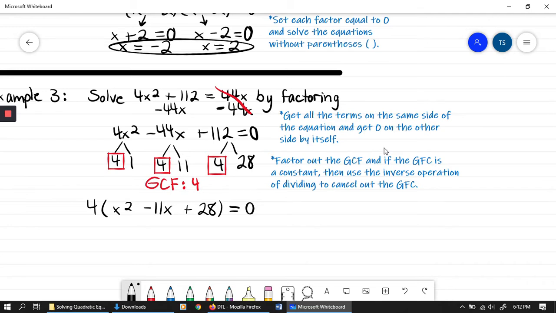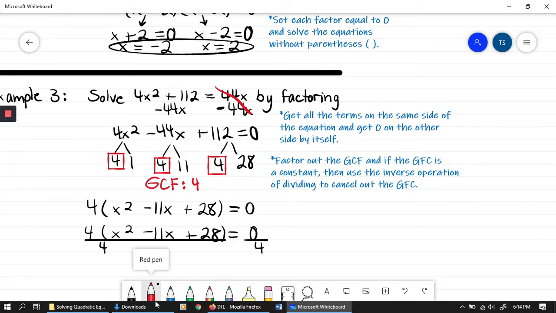So, after we factor out that GCF, if that greatest common factor is a constant, remember folks, that a constant is a number that is written without a variable. So here, 4 is a constant. That GCF is a constant. So since it is a constant, we want to use the inverse operation of dividing to cancel out that GCF. So what are we saying? We're going to divide both sides of the equal sign by 4. So again, we divide both sides of the equation by 4.